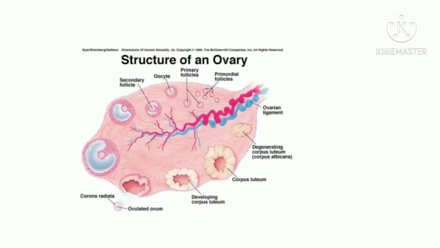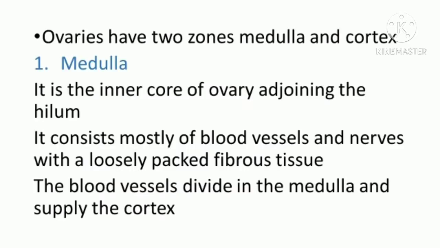Structure of an ovary, shown in diagram. Secondary follicle, oocyte, primary follicles, primordial follicles, ovarian ligament, degenerating corpus luteum, developing corpus luteum, ovulated ovum, corona radiata. Ovaries have two zones, medulla and cortex. First we discuss the medulla.